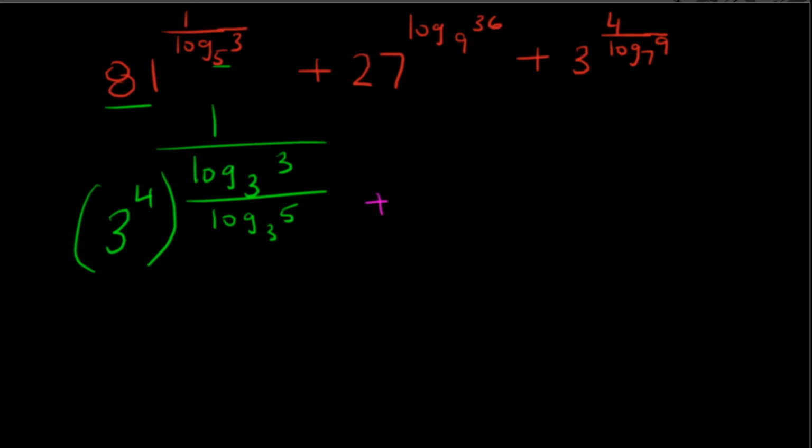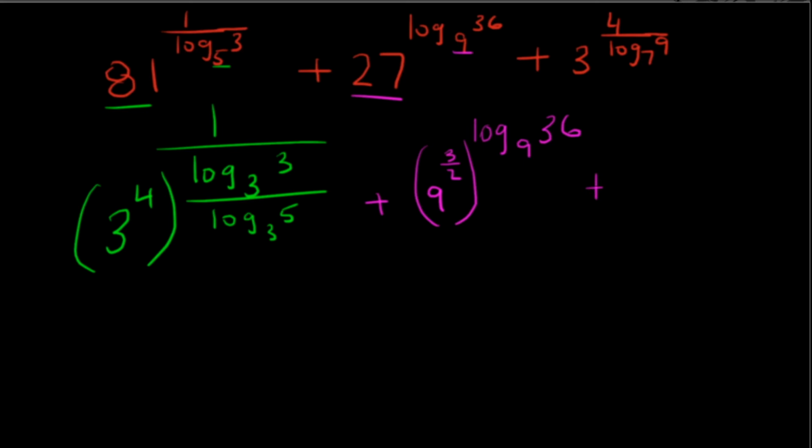Okay, now let's look at the next term. I have 27 and 9. Well, that's not quite the same. I'm going to choose to use the base 9 here. I think that's better. So 27 can be rewritten as 9 raised to the, let's see, 3 halves, right? Because the square root of 9 is 3, cube that is 27, and we're going to be raising that to the log base 9 of 36 power.